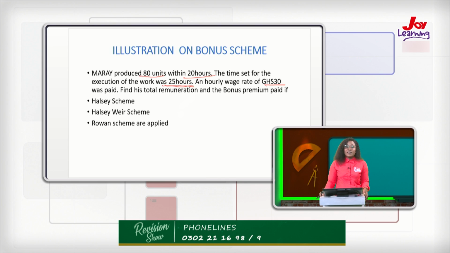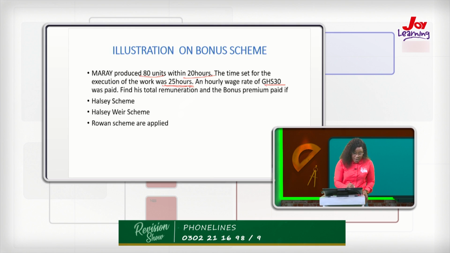We have the Halsey scheme. As I said, in your questions, WAEC may not put "using half to pay the bonus." If the name appears, you should know that the Halsey scheme is half. And then the Halsey scheme is one-third. And then the Rowan scheme is time taken over the time allowed, times time saved, multiplied by the rate.